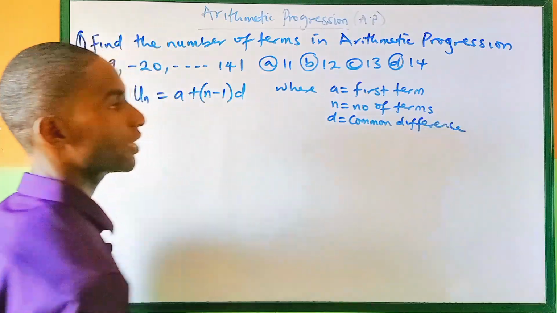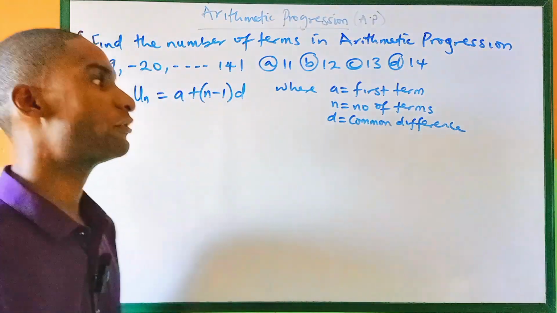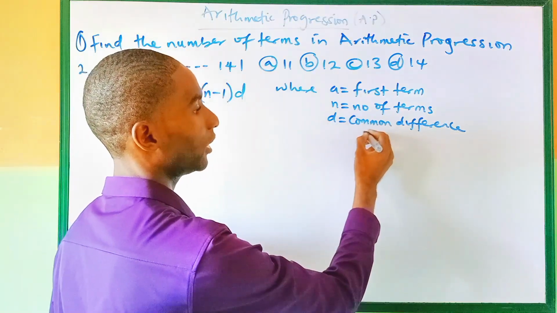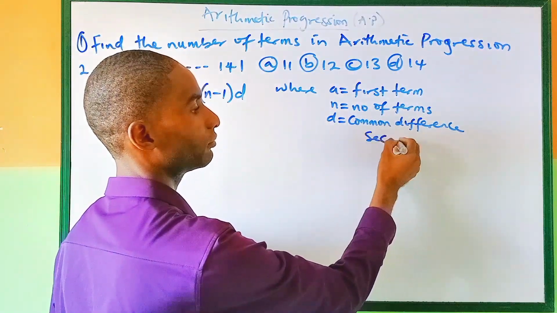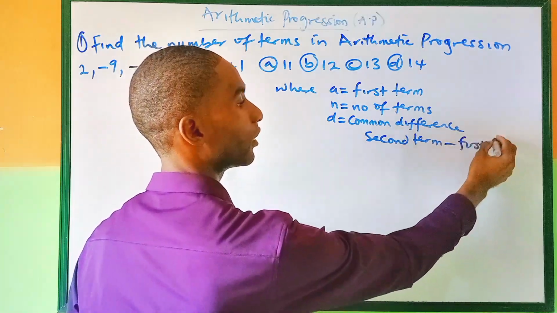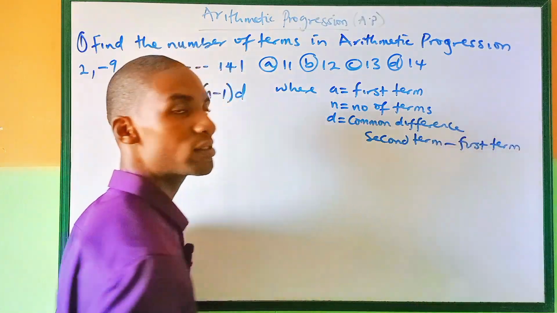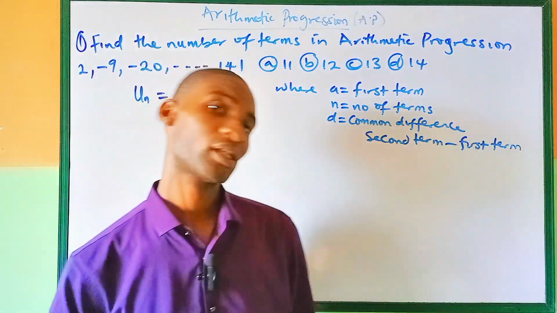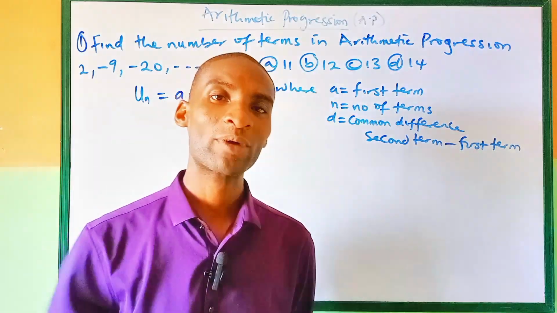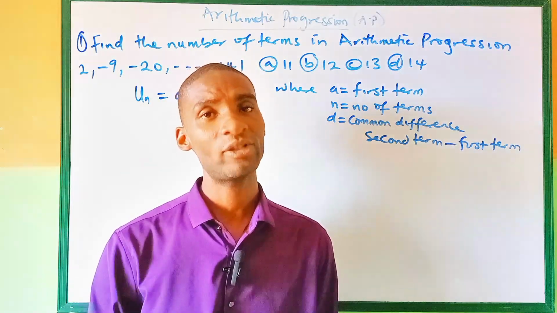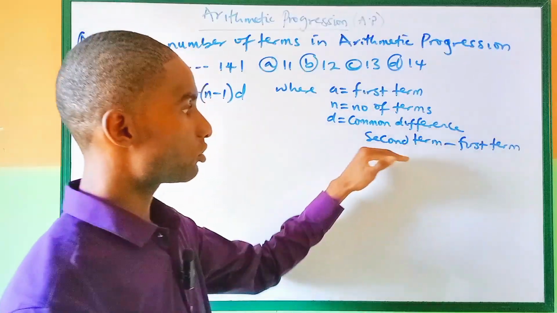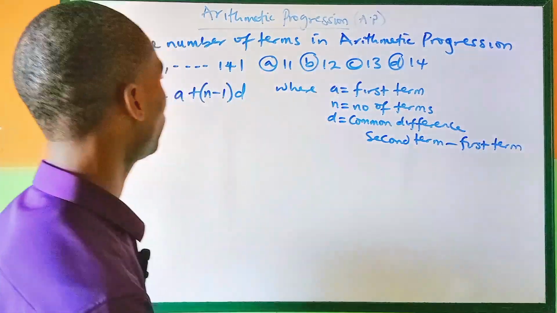Common difference is simply calculated by second term minus first term. So the common difference is the difference between the first and the second term. How is it increasing? What value are we adding to it to increase to the next term? So you just do second term minus first term.